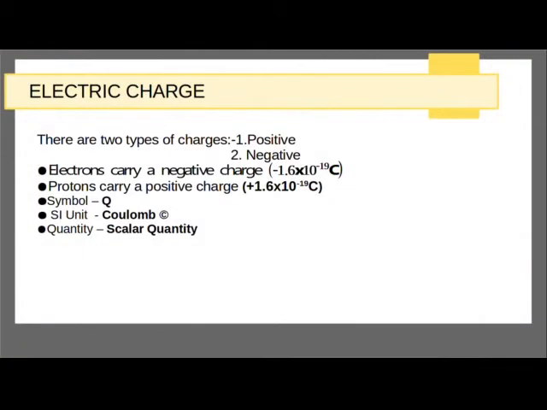Electric charge. There are two types of charges, positive and negative. Negative charge is carried by electrons and positive charge is carried by protons. The symbol of electric charge is capital Q, the SI unit of electric charge is coulomb, and it is a scalar quantity.